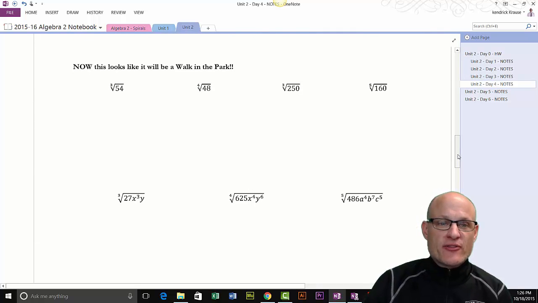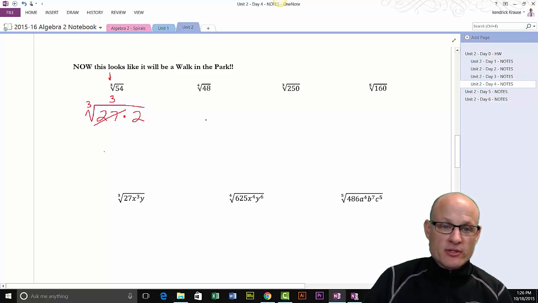All right, let's move on. We got it. Now, this is what we're looking for. We're looking for these numbers. So in this first one, we're going to look for a cube. I want to find a perfect cube. So you can go back to your list if you want, or you can remember it's 27 times 2. What is the cube root of 27? It's 3. So my answer is 3 cube roots of 2.